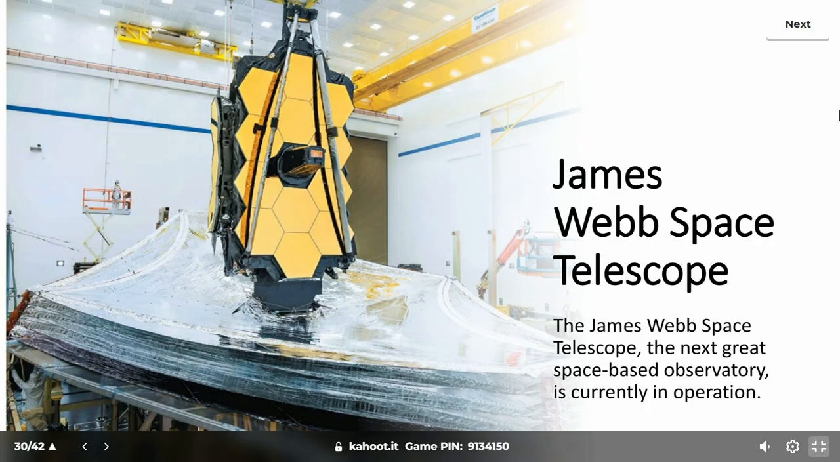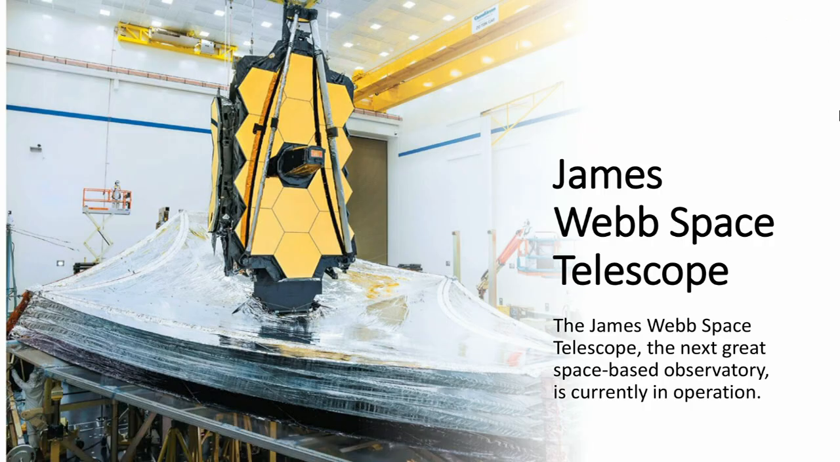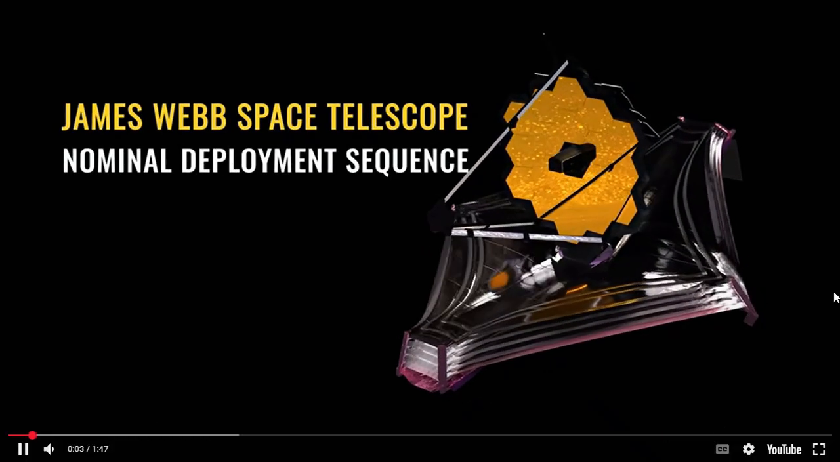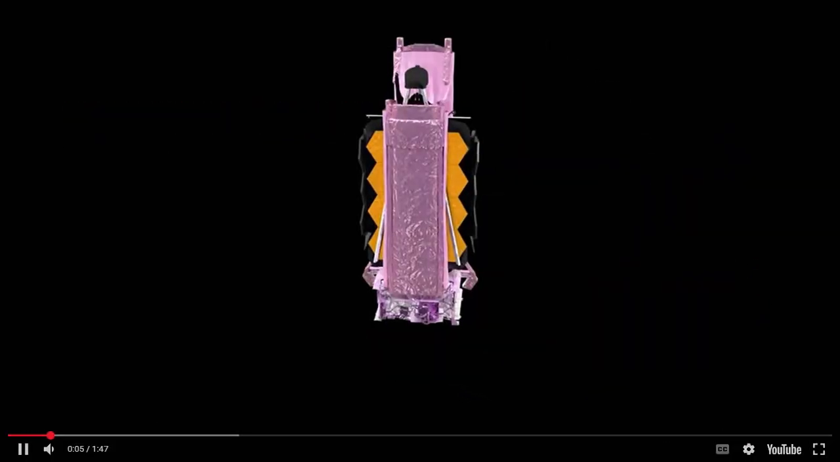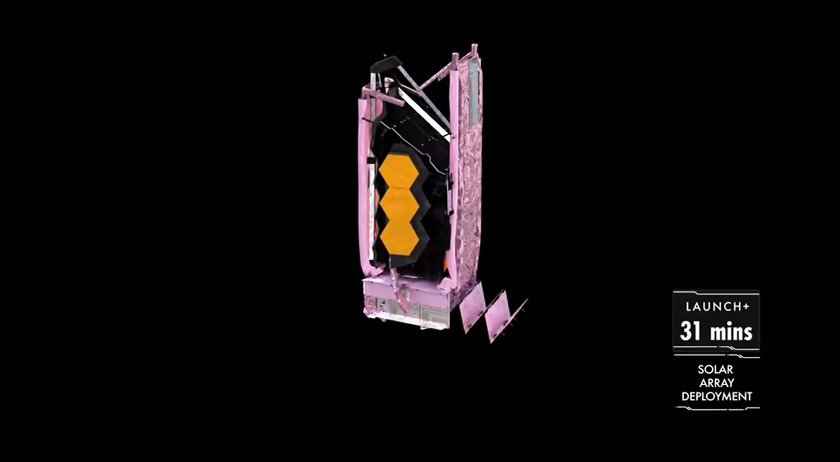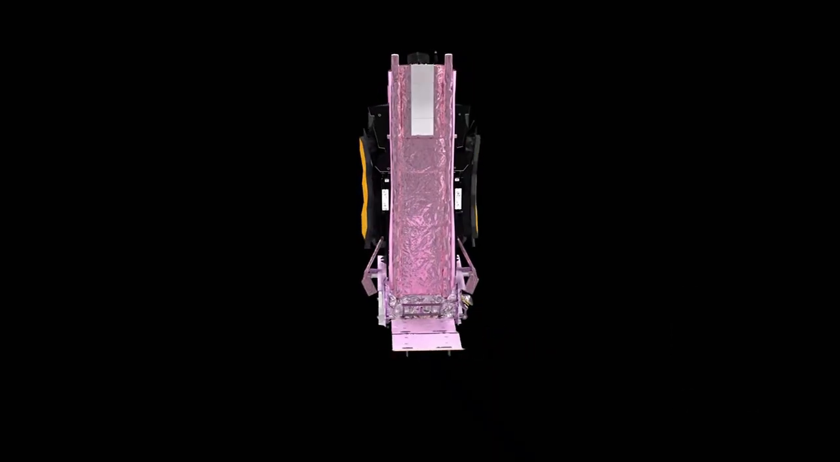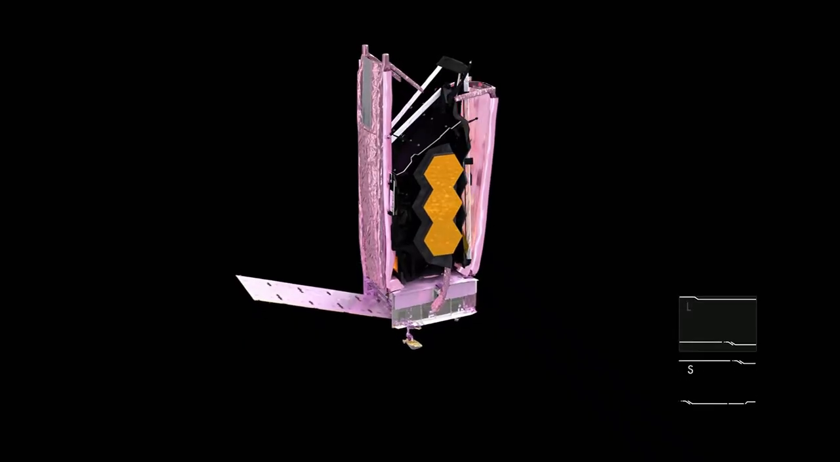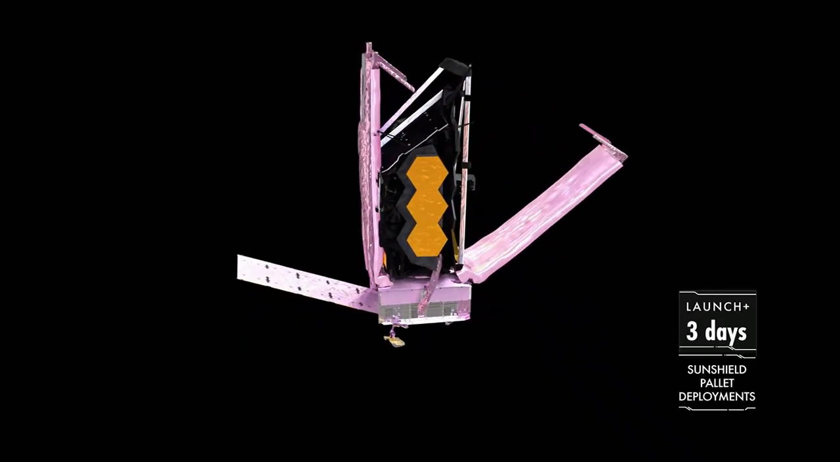So James Webb is the newest big telescope from NASA, and it's currently in operation, and it's observing in infrared wavelengths. So here's a video of the sequence that it went through after it got to where it is in orbit. So this is how it launched, and then it had to basically unfold to start taking data.